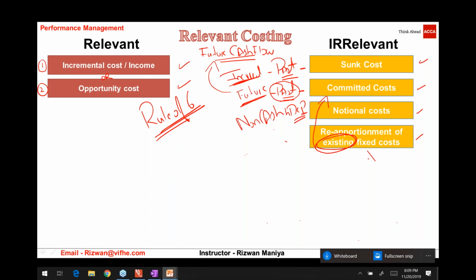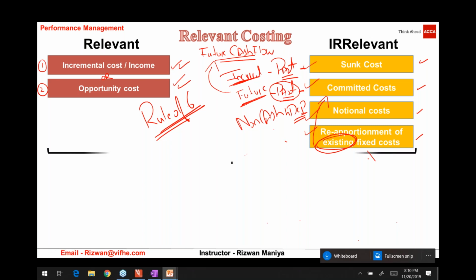So rule of six is what? Rule of six means these are the six things that you need to keep in mind for relevant costing decision making. Rule of six will make your life easier. If you're confused whether a cost is relevant or not, just see whether it's incremental, opportunity. If you want to see whether a cost is irrelevant, just quickly see: is that a past cost? Is that a committed cost at the time of taking the decision? Is that an imaginary artificial cost, or is that just a reapportionment of existing fixed cost? So the rule of six will give you a clear idea whether a cost is relevant or irrelevant.